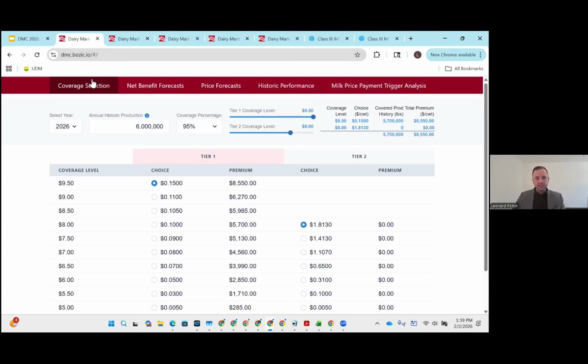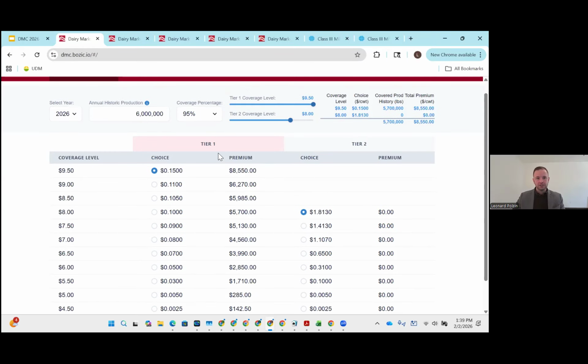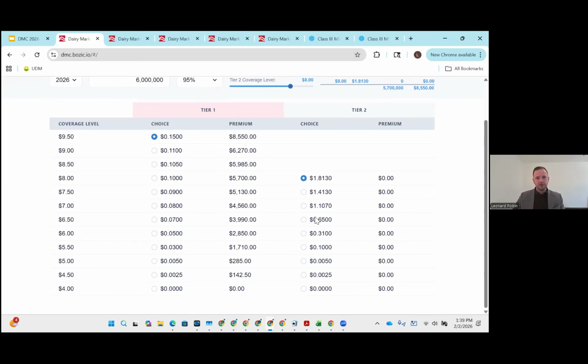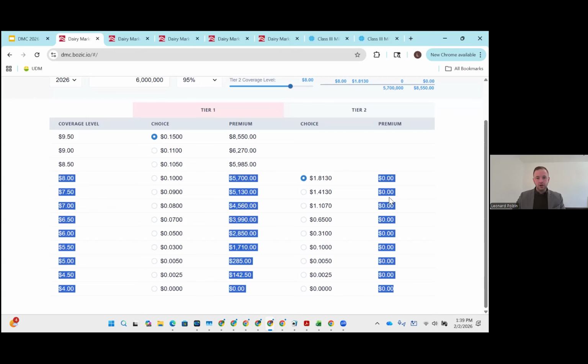dmc.bozic.io. Across the top here, we have coverage selection, net benefit forecast, our price forecast, historic performance, and our milk price trigger analysis. Now, again, we've been talking about this tier one, tier two. This is what it actually means. Right here, this tier one, you can choose which coverage level you want, right? And for tier one, it starts at $9.50, goes all the way down to $4. For tier two, it starts at this $8, and then goes all the way down to $4.